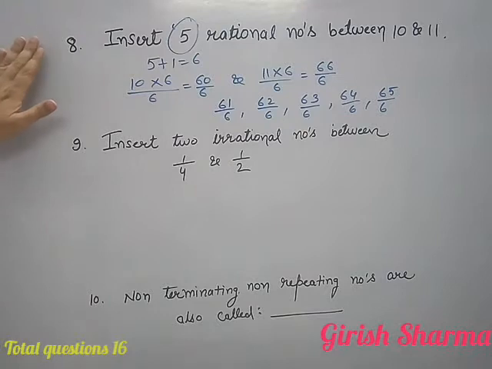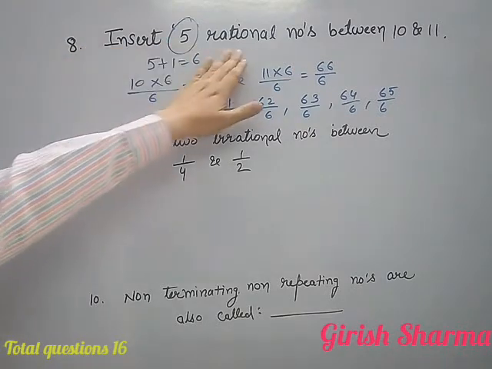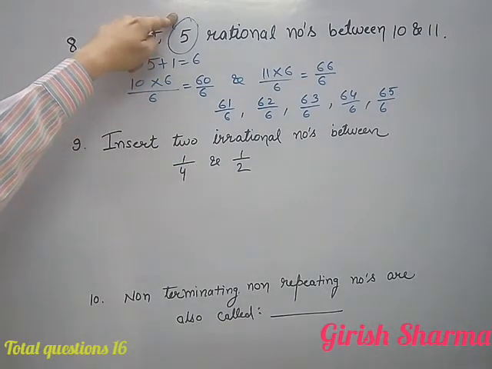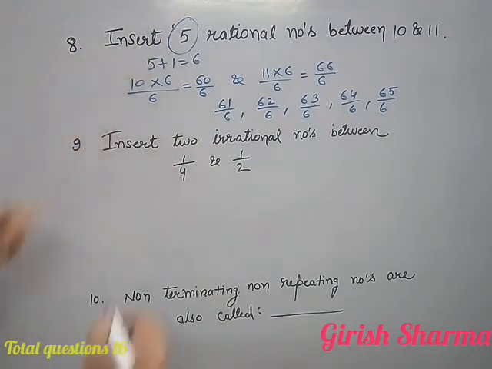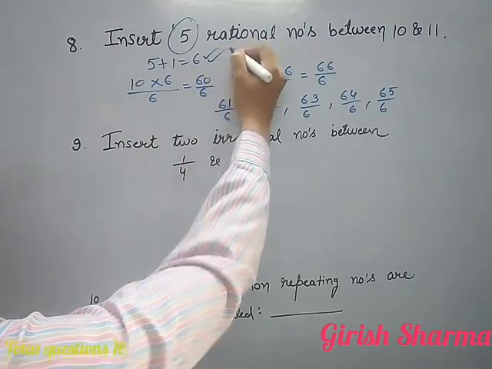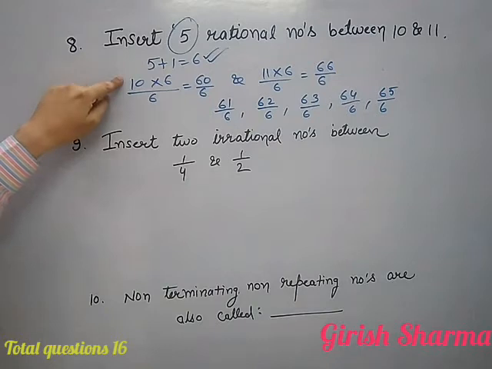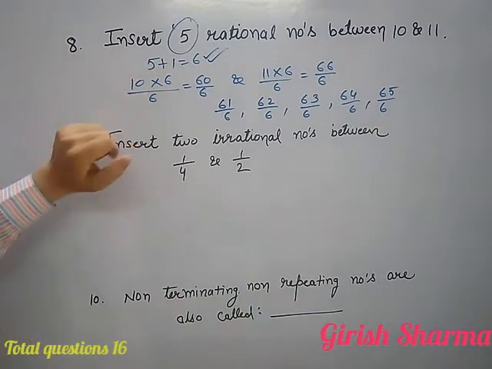Then come on to question number 8. Insert 5 rational numbers between 10 and 11. See here, we have to insert 5 rational numbers. It means by what number do you have to multiply and divide? 5 plus 1 equals 6. Okay, then you have to multiply by 6 and divide by 6.